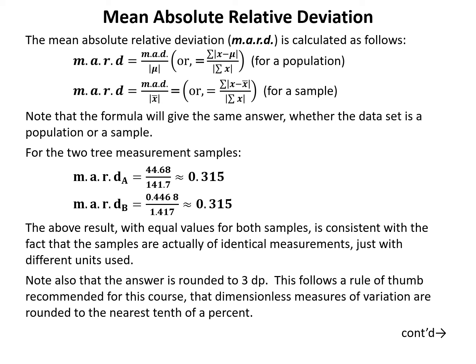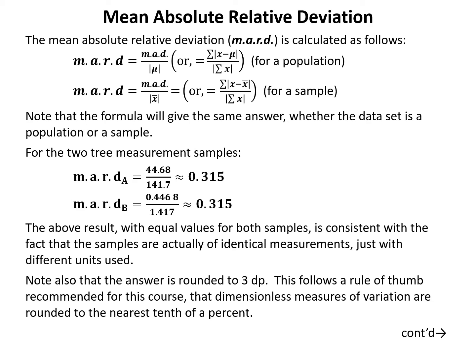Now, there's a few things we want to talk about that follow from this. Notice that the above results show equal values for the MARD for both samples. And this is actually consistent with the fact that the samples are actually of identical measurements, with the only difference being that different units are used. So remember that sample A is just a conversion of units of sample B and vice versa.